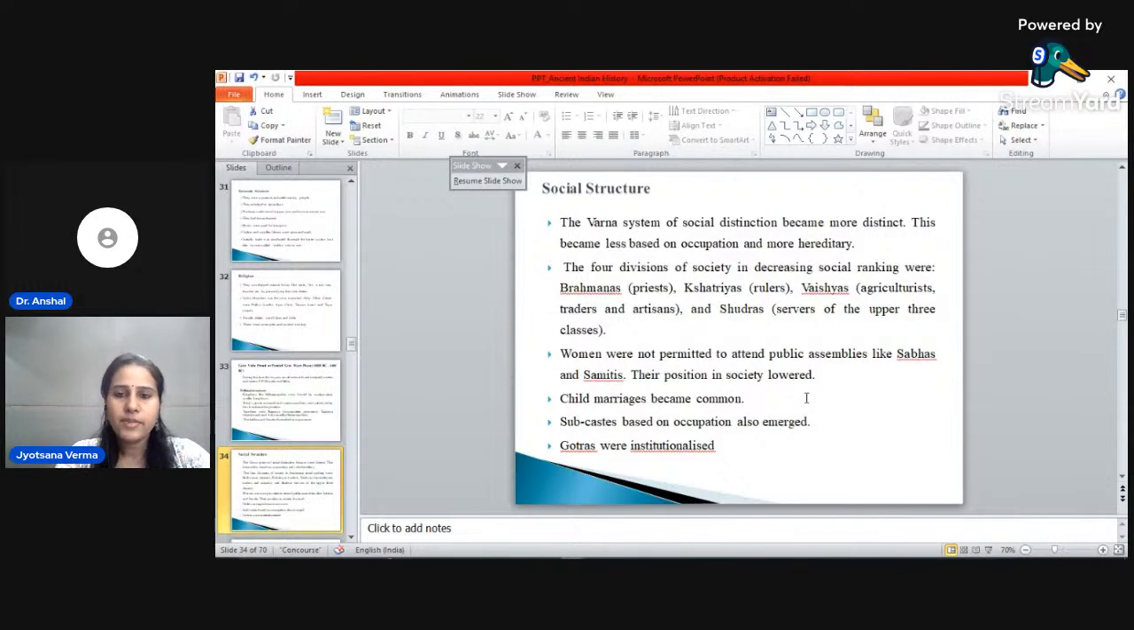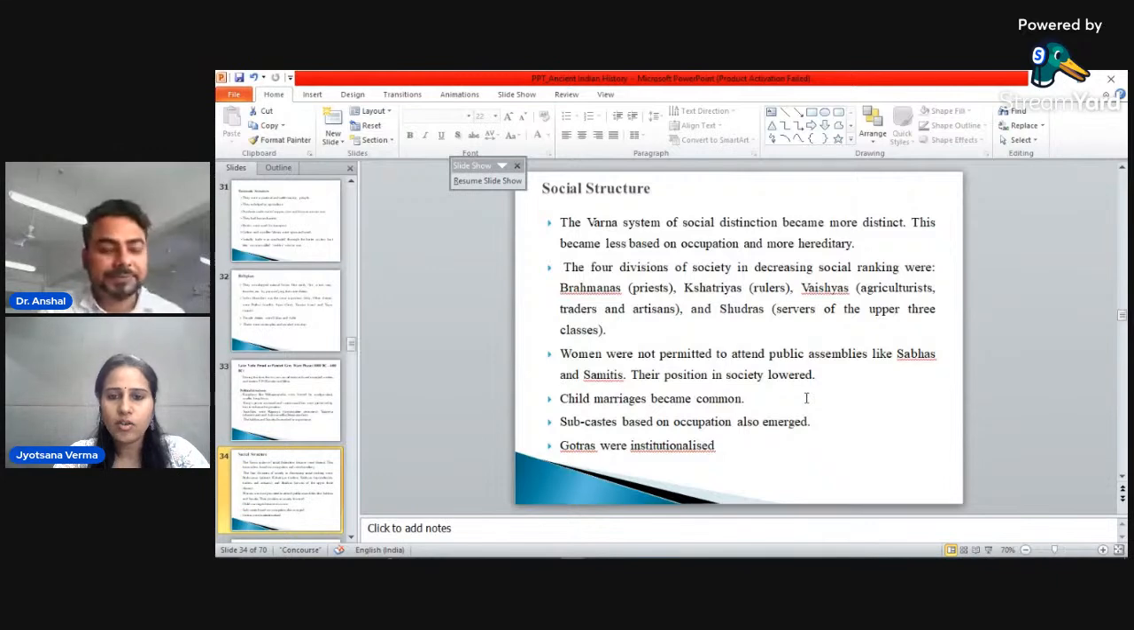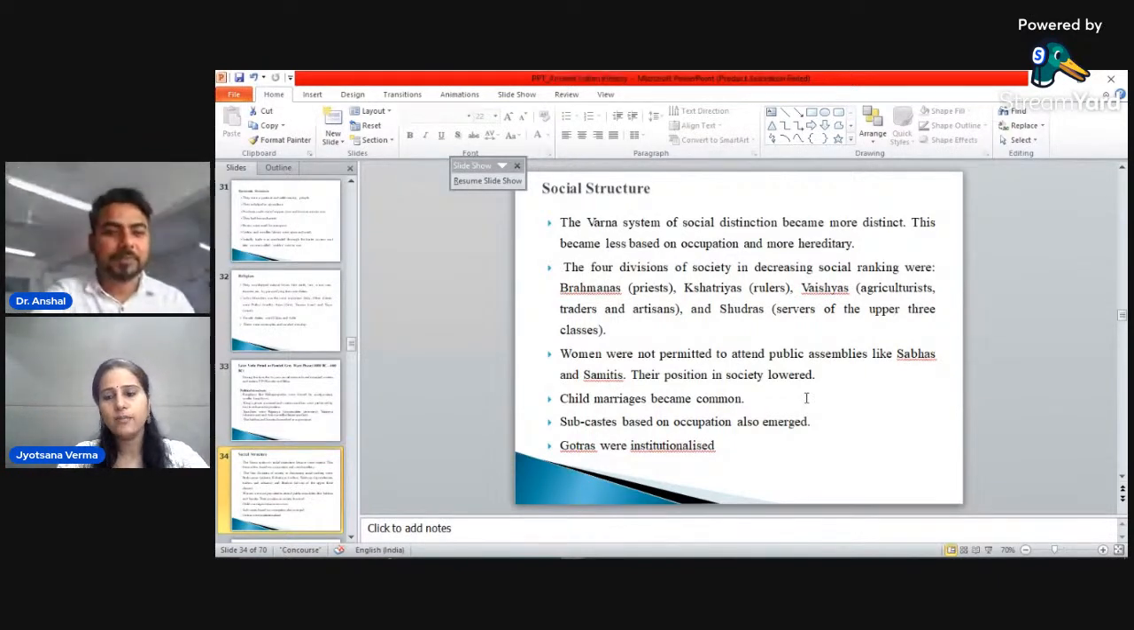Women were not permitted to attend public assemblies like the Sabha and Samiti, and their position in society was lowered. Basically, in this period the condition of women was worse compared to the early Vedic period. Child marriage became common, sub-caste based occupations also emerged, and Gotra was institutionalized. Society was more complex, with more hierarchical divisions, and the caste system prevailed.